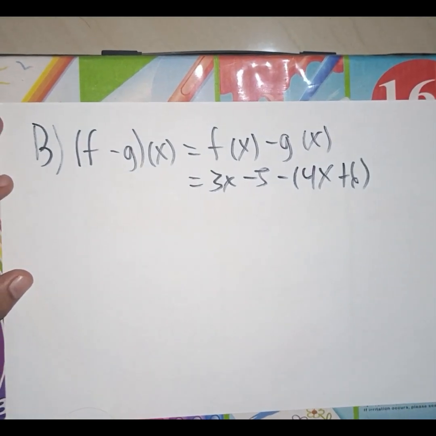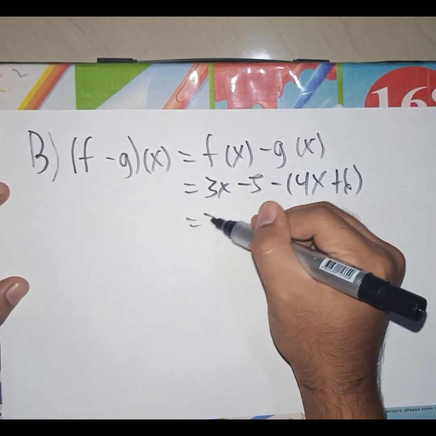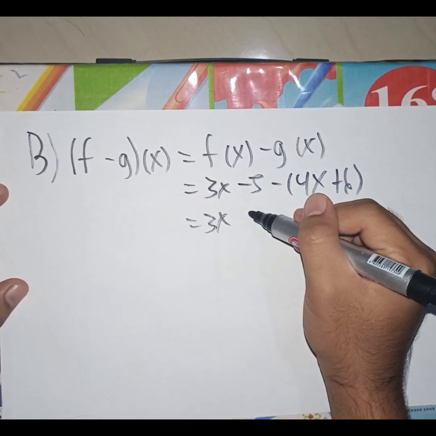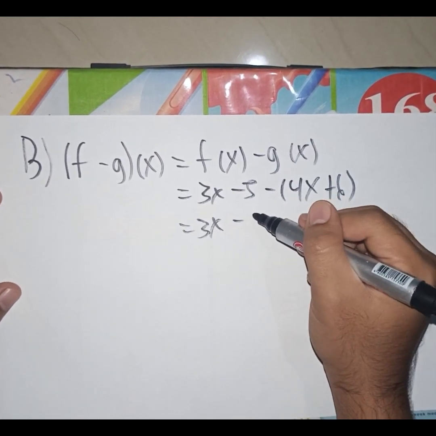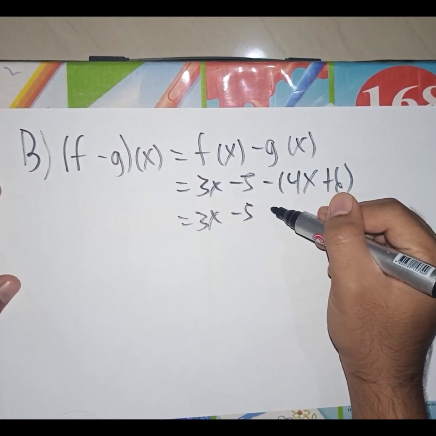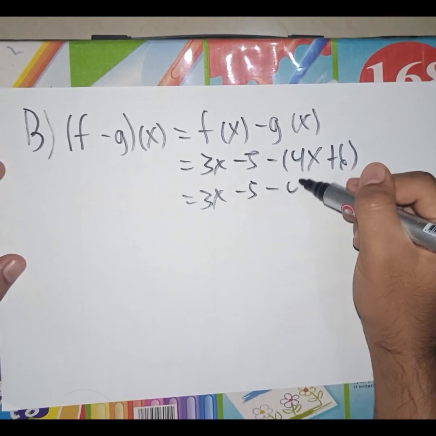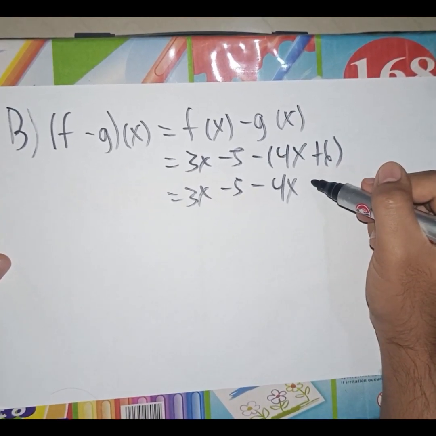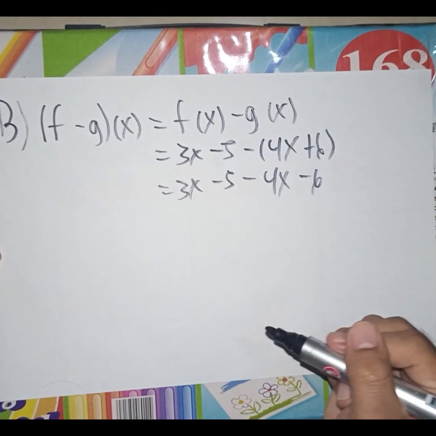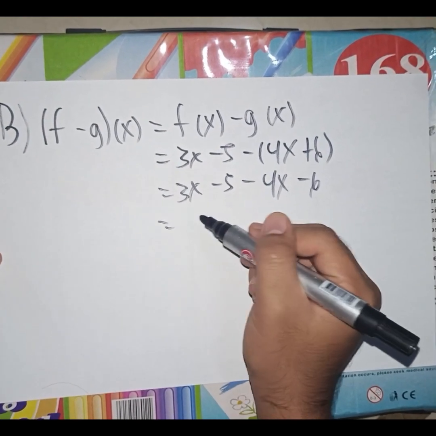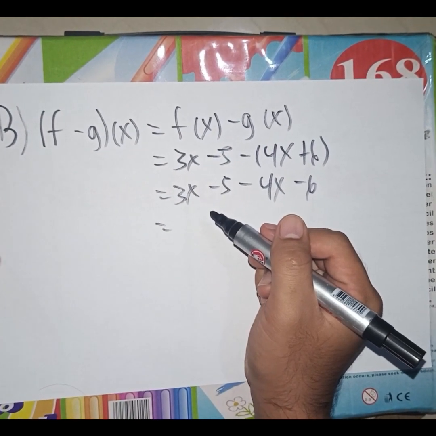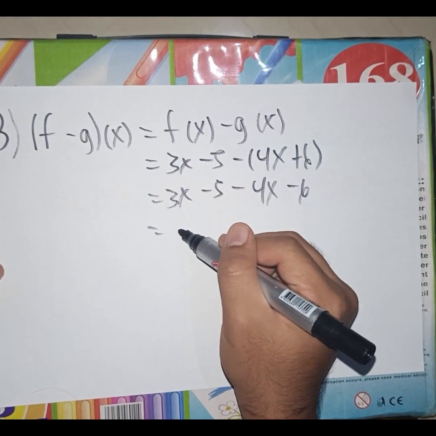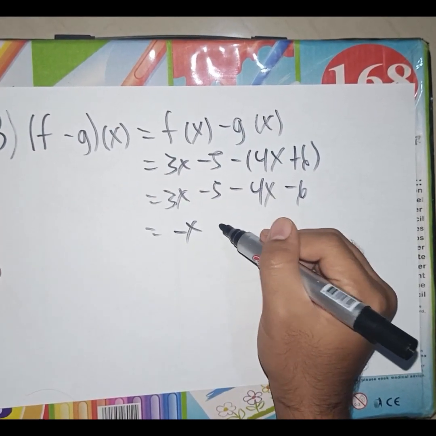3x minus 5, negative times positive 4x equals negative 4x, and negative times positive 6 equals negative 6. Now 3x minus negative 4x equals negative x.